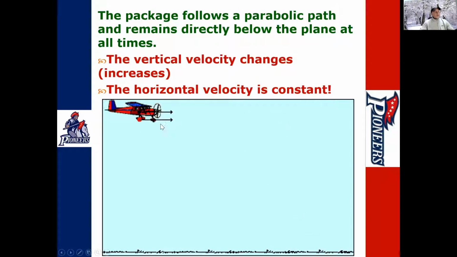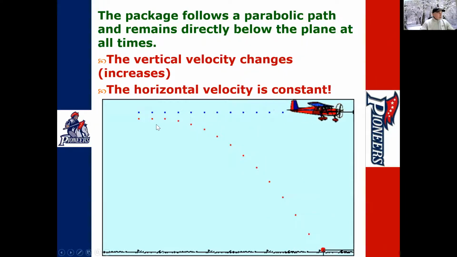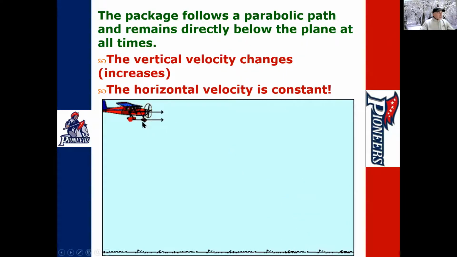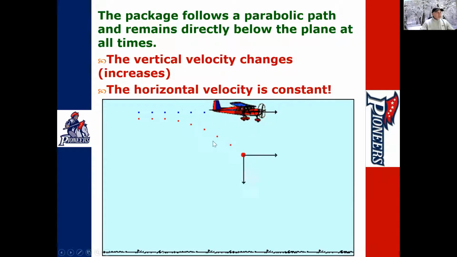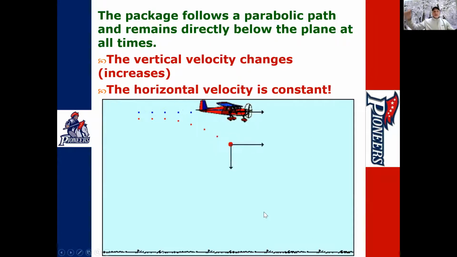And so you see how fast the plane is moving by the difference between these blue dots. And then, I don't know if that's red or green, sorry, but the projectile is moving the same horizontally even after it's been dropped, right? Because it's not going to fall straight down.